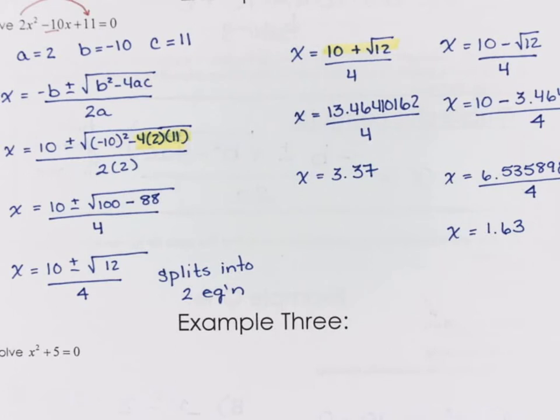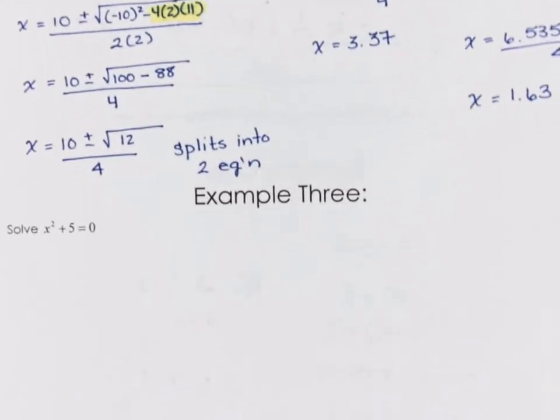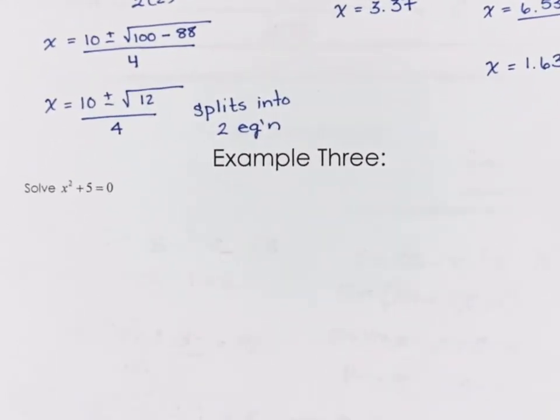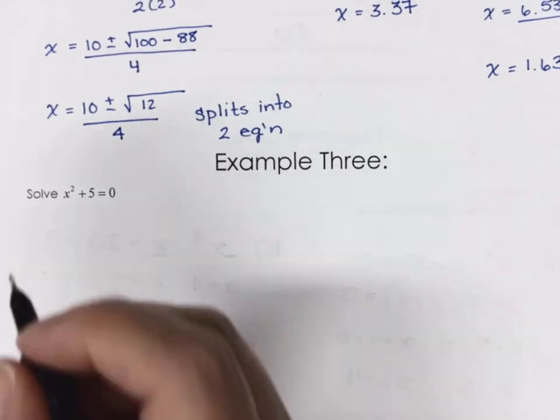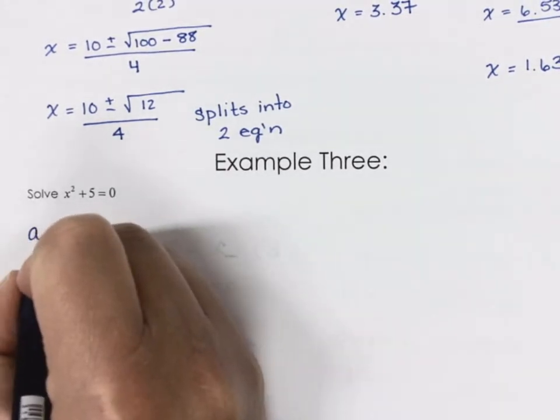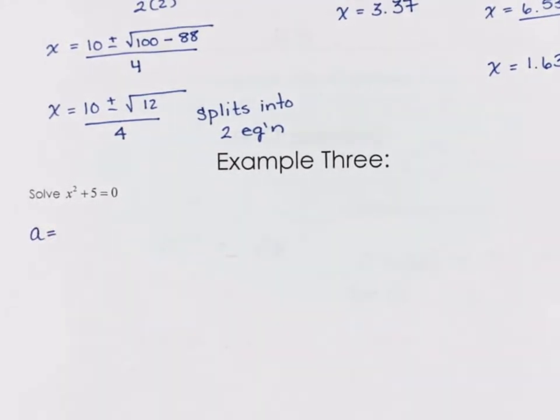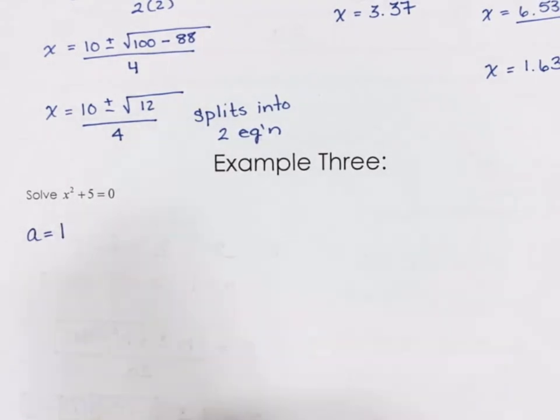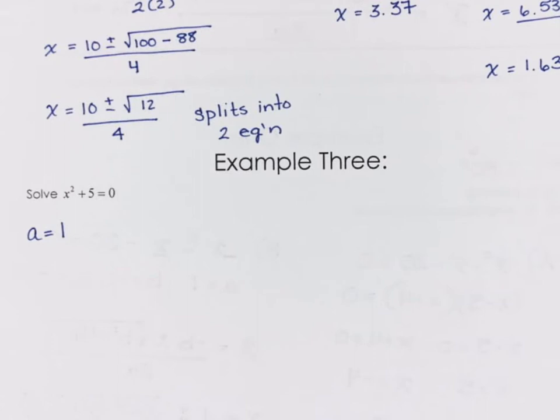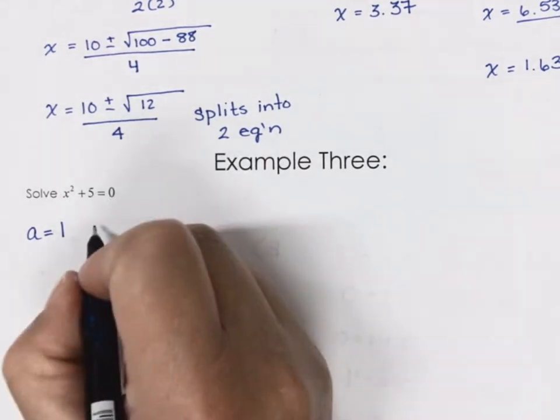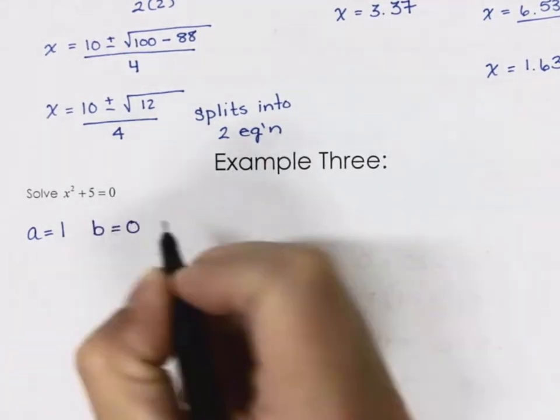Okay, we good? So what I would like you guys to do, example 3. Example 3, let's do our A's, B's, and C's together. Nope. What's A? A is 1. Now B values are attached to the X. Do we have any X's? So what's B? And what's C?